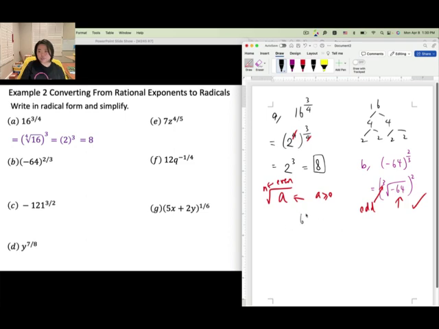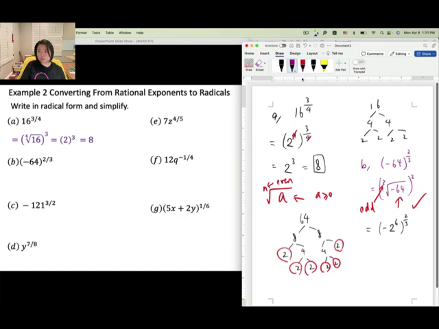And then 64, we try to break it down: 8 times 8, 2 times 4, 2 times 2, 4 times 2, 2 times 2. So we have 1, 2, 3, 4, 5, 6, six of them. So that will become negative 2 to the power of 6, and then 2 over 3. Negative 64, I have 1, 2, 3, 4, 5, 6, so 2 to the power of 6.